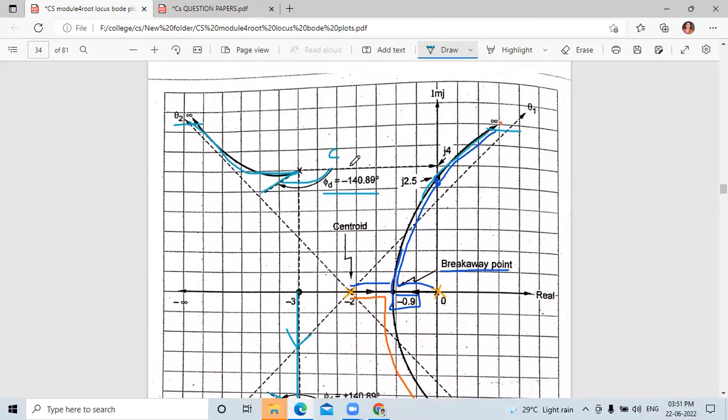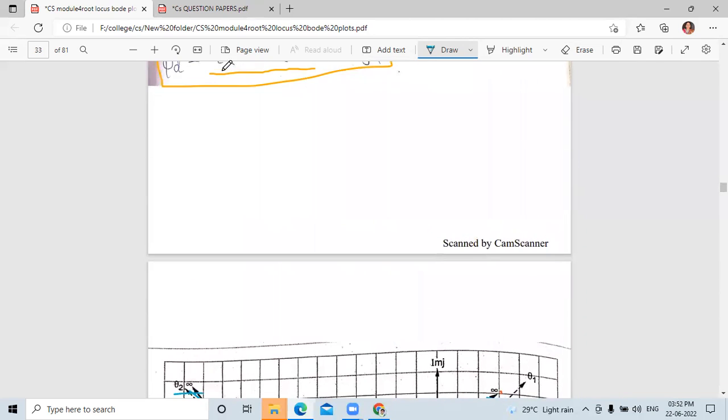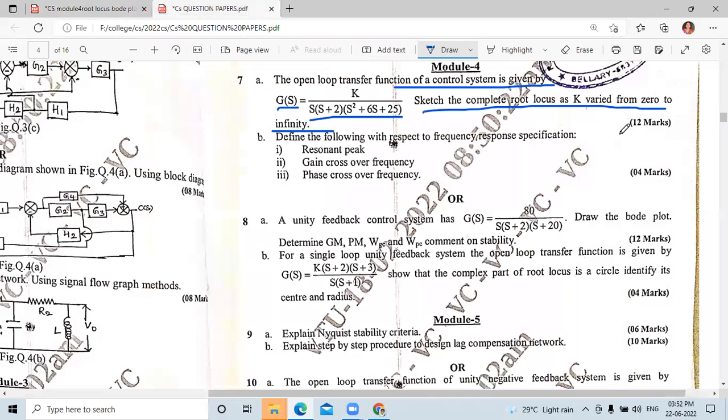This question was asked for 12 marks. In the next class we shall discuss the other questions.